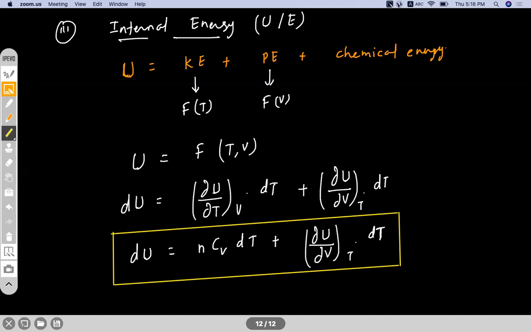Yeah, we'll also come back to that. From step one to step two, because potential energy is a function of volume, kinetic energy is a function of temperature. So we can say the internal energy is a function of both temperature and volume. Correct, Anurag? However, I'm coming to your doubt.